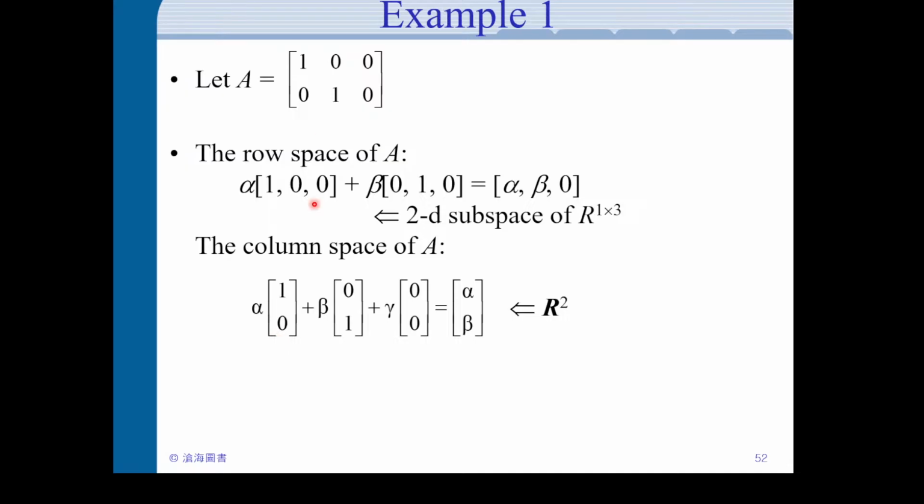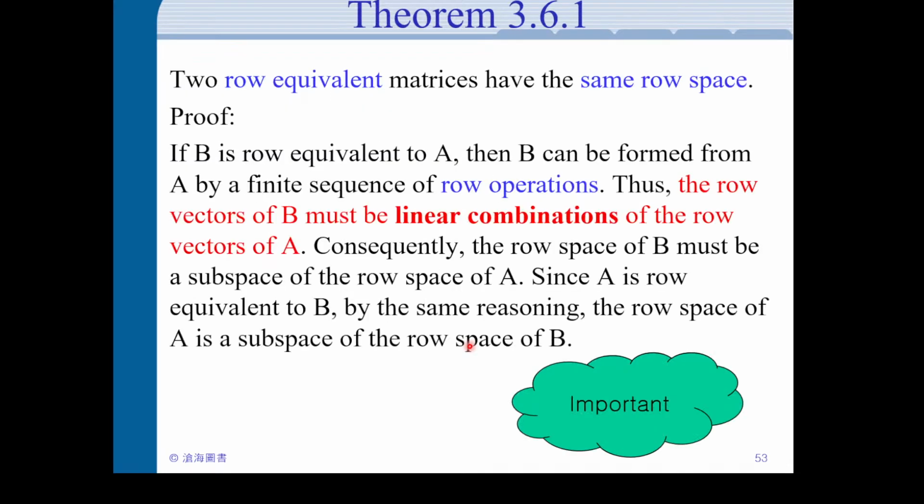And the column space is the linear combination of (1, 0) and (0, 1). It's this arbitrary alpha, beta vector, and it's everything in R2. Okay. This is the row space and the column space. Okay. And from here, we first go to a very important theorem.